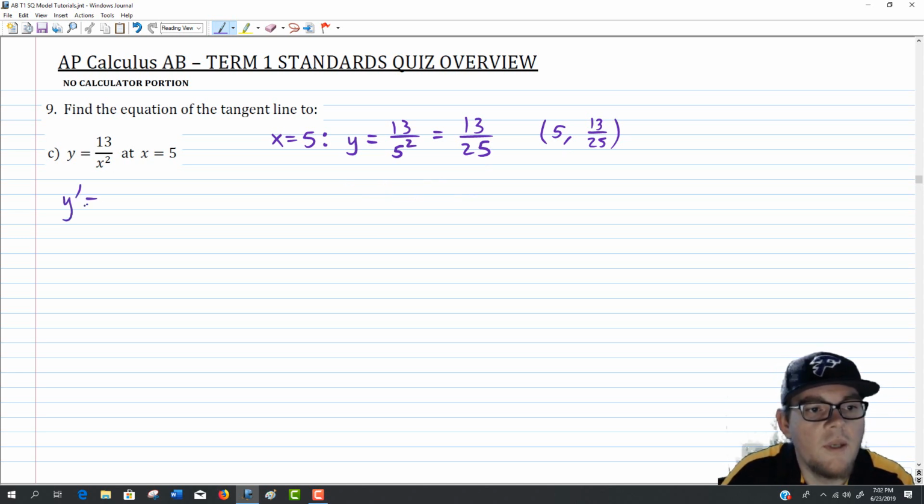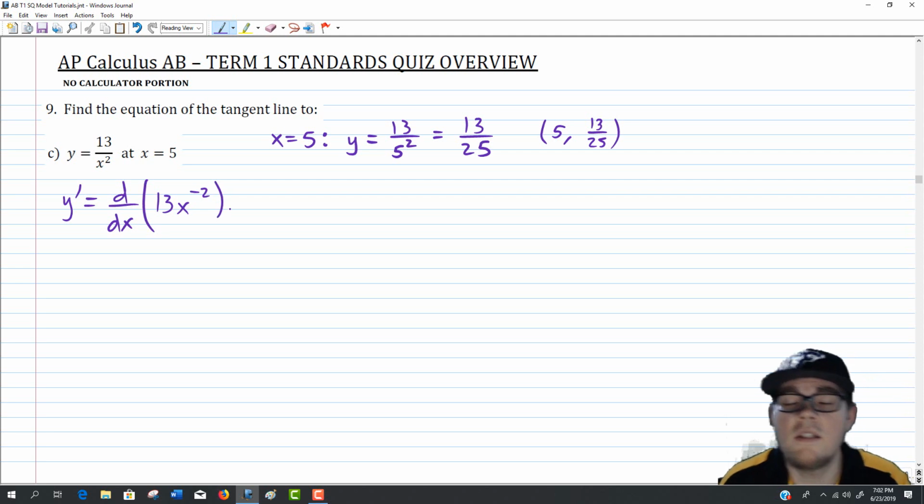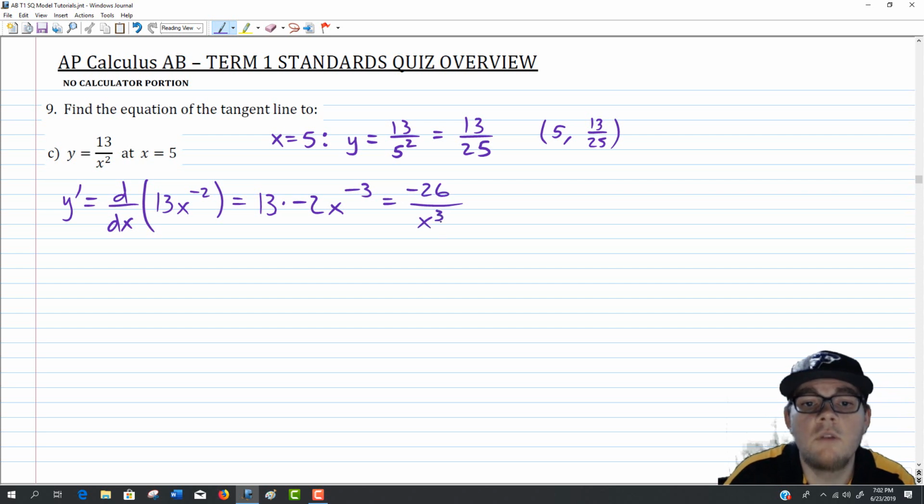So if we want the slope, we need to calculate the derivative with respect to x of 13 over x squared. But let me remind you that 13 over x squared is the same thing as 13 times x to the negative 2 power. The reason that's so helpful is this one just screams for scalar and power rule. So this is much easier to actually differentiate. In fact, this will be 13 times negative 2, x to the negative third, also known as negative 26 over x cubed. So that is our slope at any x value.